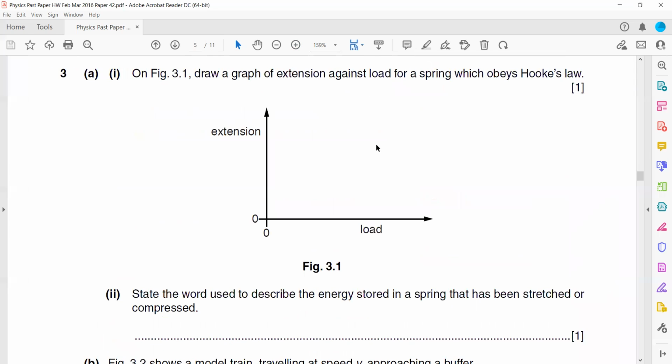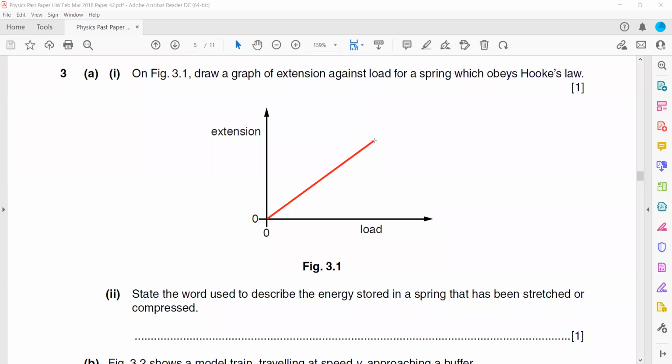In question 3a, on the figure, draw a graph for force against load for a spring which obeys Hooke's law. When a spring obeys Hooke's law, force and extension are directly proportional. So there should be a straight line. As we increase the load, the extension will also increase.